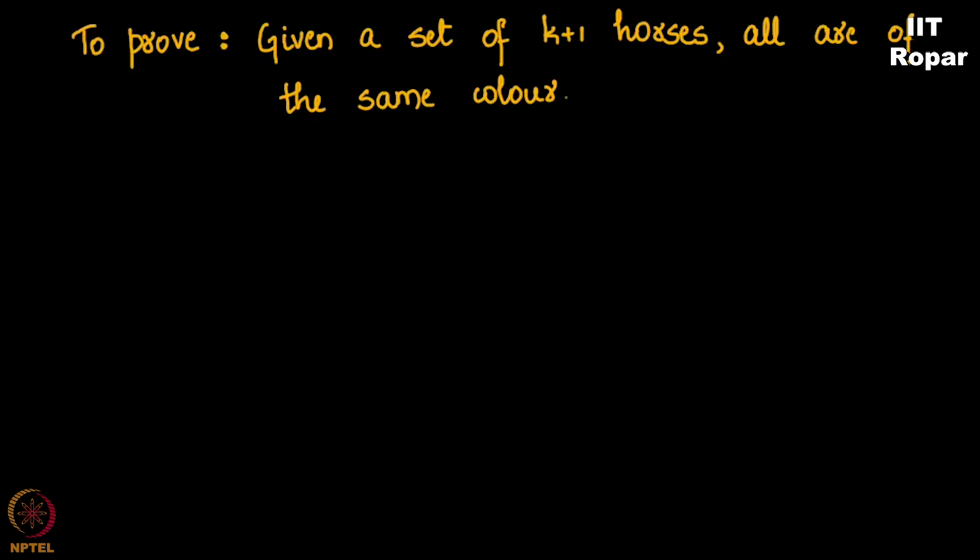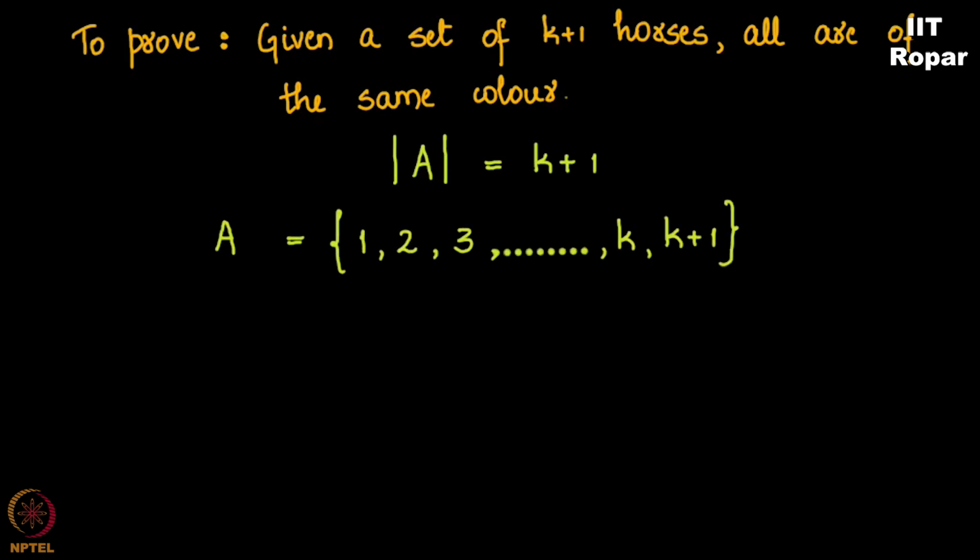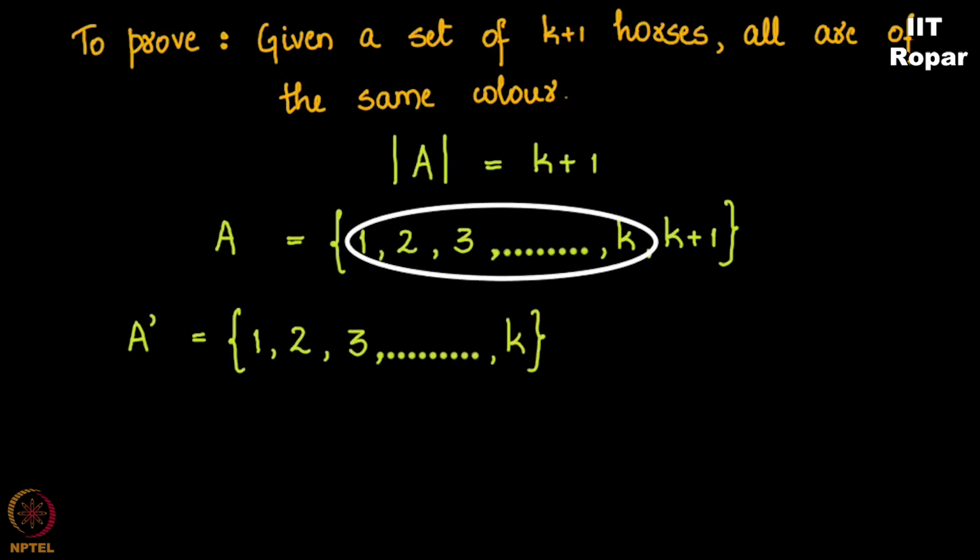So what I'm going to do, I'll consider this set A, which has k plus 1 horses. I'll label them 1, 2, 3 and so on up to k plus 1. So first, I'll pick the first k horses. Let me say that as A dash. A dash has k horses, 1, 2, 3 up to k.